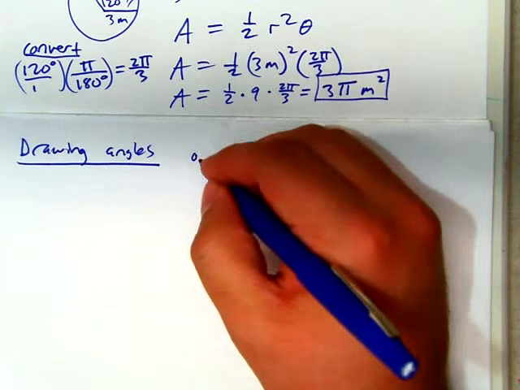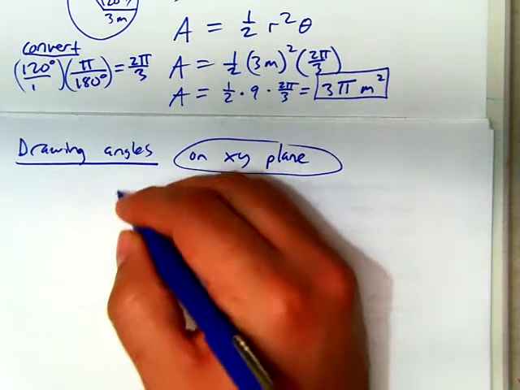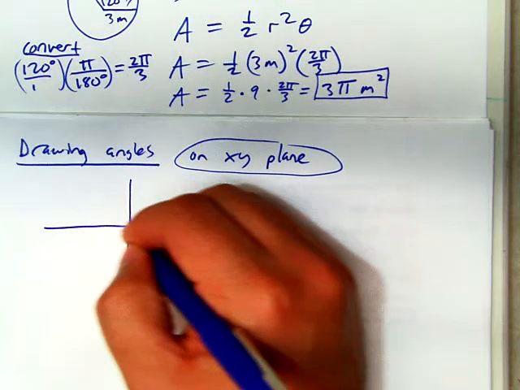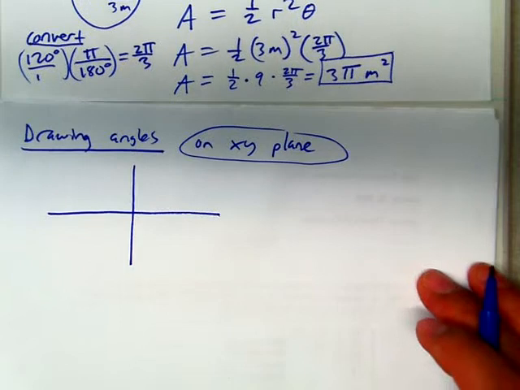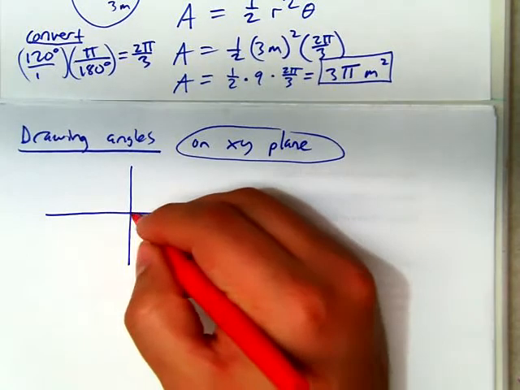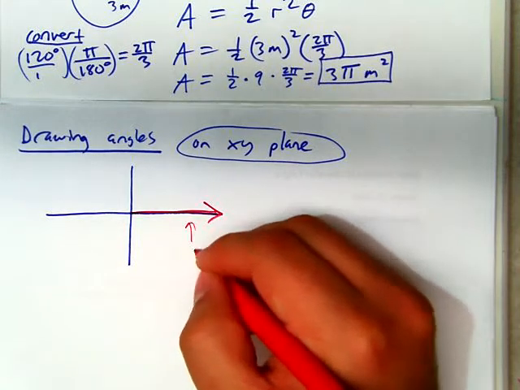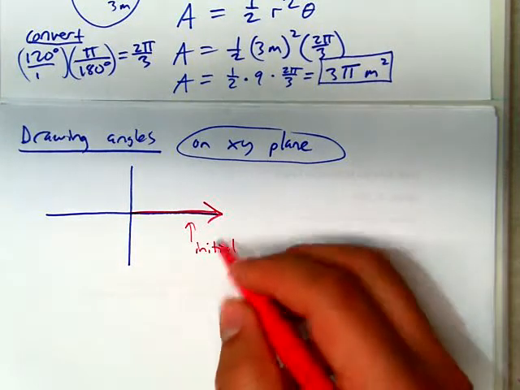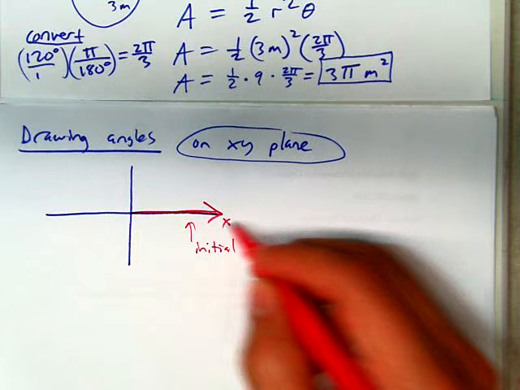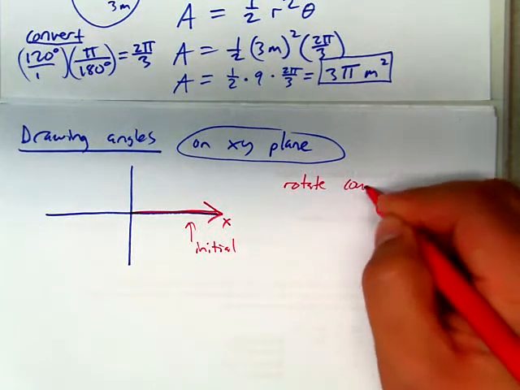Okay, so let's say this is a little different. We're going to go on the XY plane now. This might be jumping ahead a little bit, but it will help out for later. When we draw angles on the XY plane, we're always going to start right here on the positive x-axis, and then we're going to rotate counterclockwise.